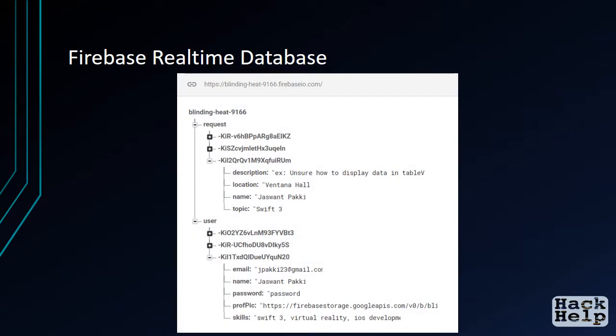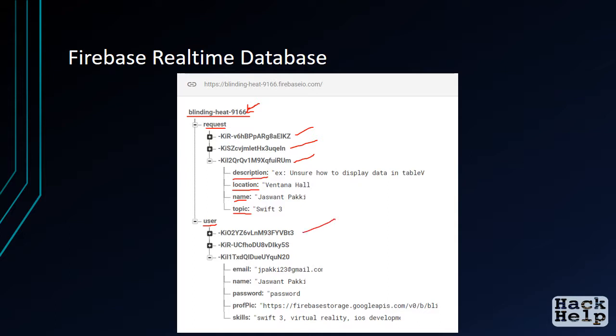So as I stated earlier, I wanted to discuss how this information is stored in my Firebase database. This right here is the root of my database. It has a child called request and another child called user, and each request has a unique ID, as can be seen right here. And then within each one there's a description, a location, a name, and a topic stored.